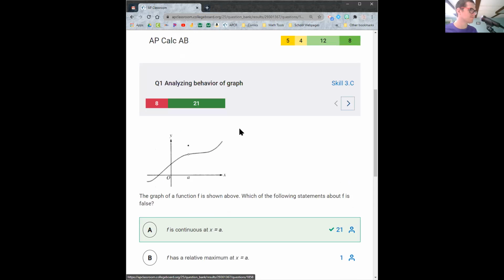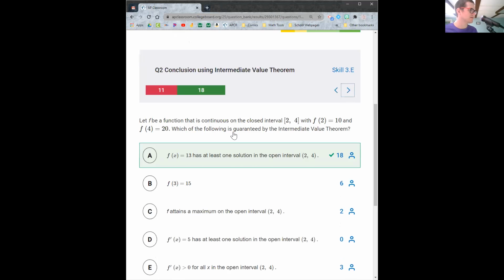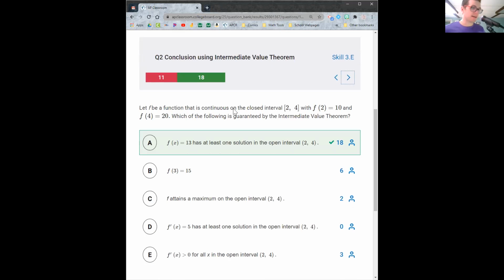Next one. All right. Intermediate value theorem. Again, I didn't explicitly talk about it in class. It was in the reading, and I expect you to do the reading. So a lot of you got it, which is fabulous.